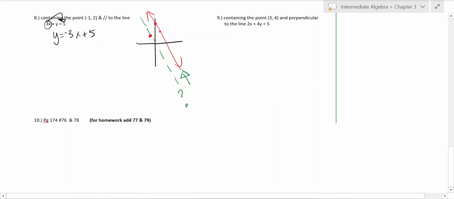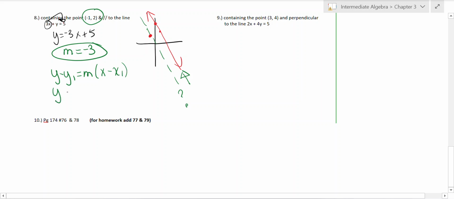So we have a point that it goes through, but we need the slope. Well, if they're parallel, that means that they're the same slope. So the slope of our line is negative 3. So now I have a slope and I have a point. I'm going to use point slope form to help me figure out what that equation is.